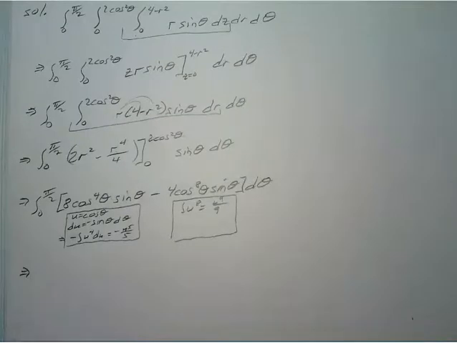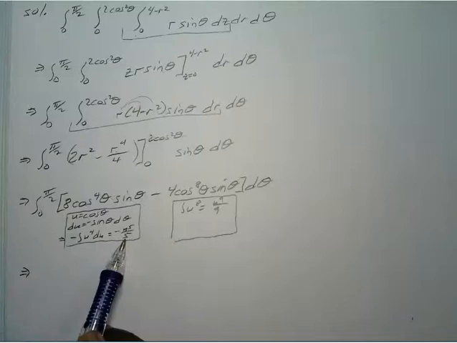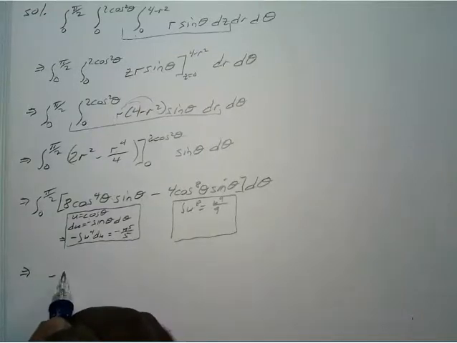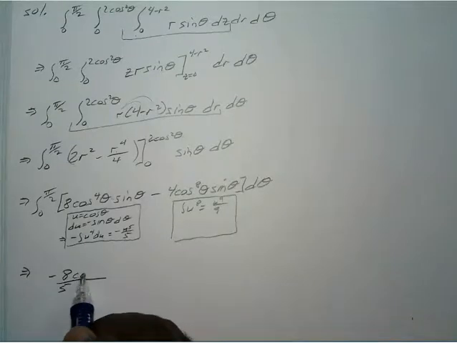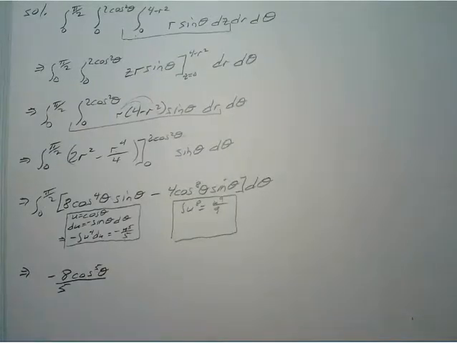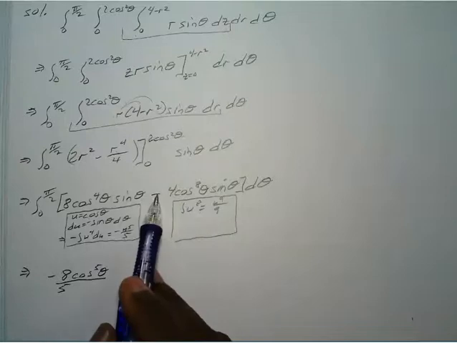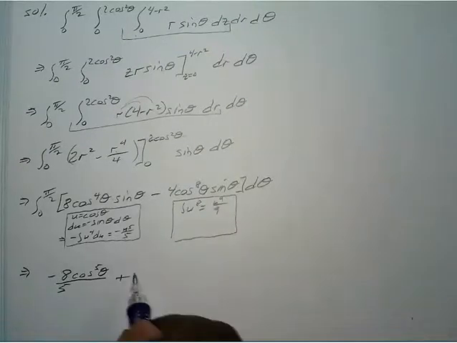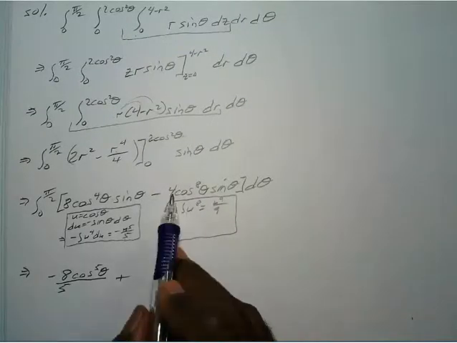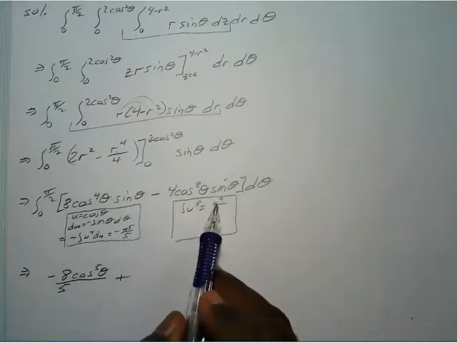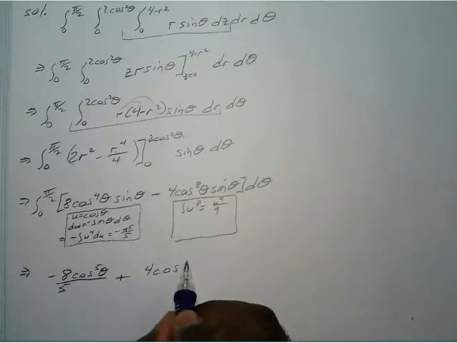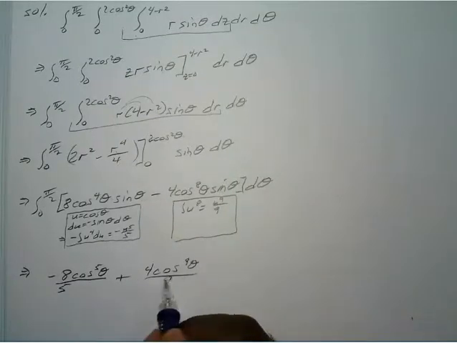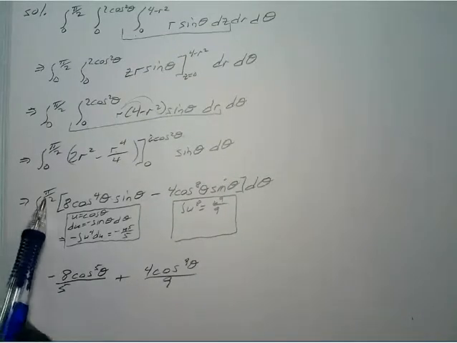All right, so if we go ahead and integrate this, we have negative 8 over 5, and we can just make it cosine to the 5th theta. Okay, since we use the negative for this one, that becomes plus. We have 4 times cosine to the 9th over 9. And that's from 0 to pi over 2.